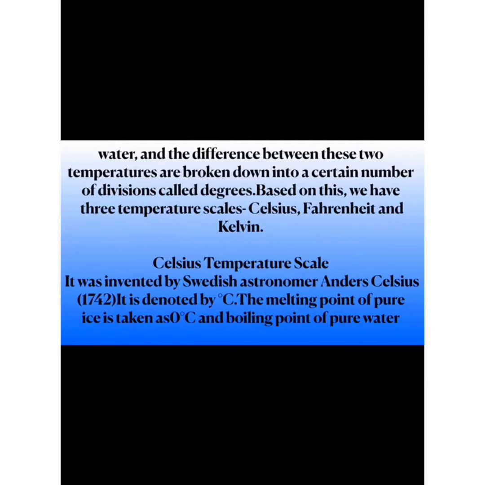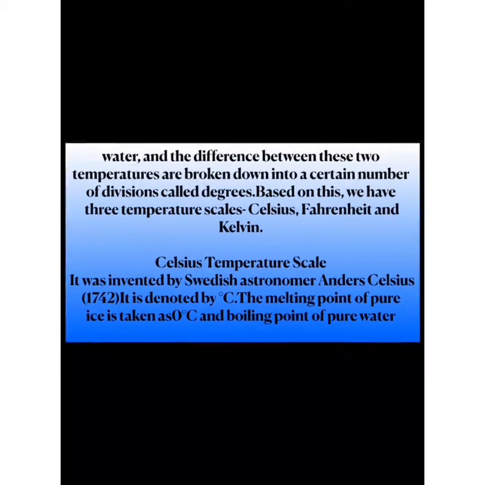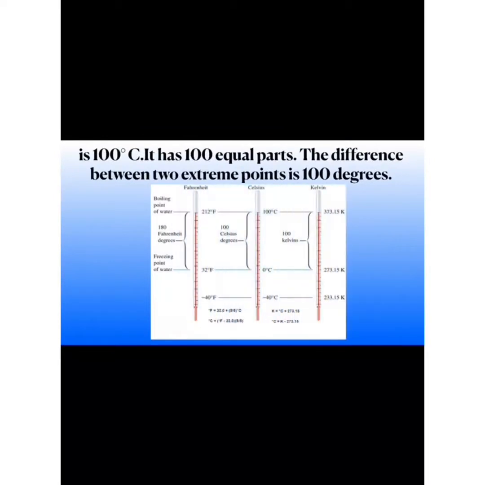The Celsius temperature scale was invented by Swedish astronomer Anders Celsius in 1742. It is denoted by degrees Celsius. The melting point of pure ice is taken as 0 degrees Celsius and the boiling point of pure water is taken as 100 degrees Celsius. Between 0 and 100, it has 100 equal parts. It means 1 division is equal to 1 degree Celsius.